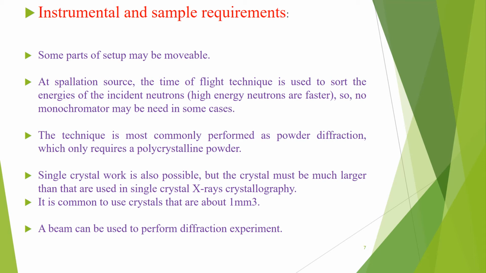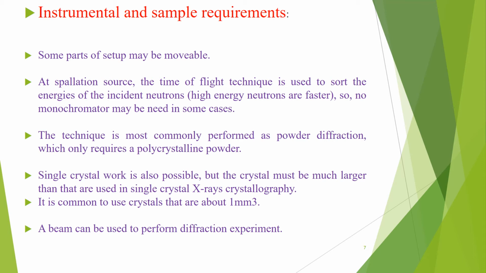Some parts of the setup may be movable at a spallation source. The time of flight technique is used to sort the energies of the incident neutrons. High energy neutrons are faster, so no monochromator may be needed in some cases. The technique is most commonly performed as powder diffraction, which only requires a polycrystalline powder.